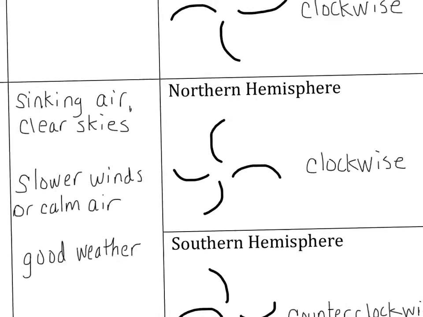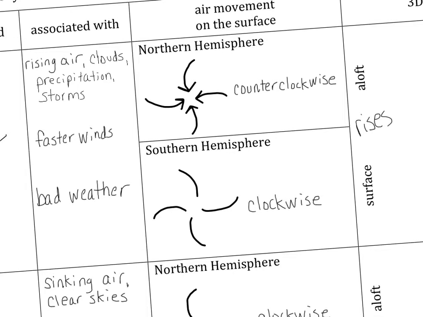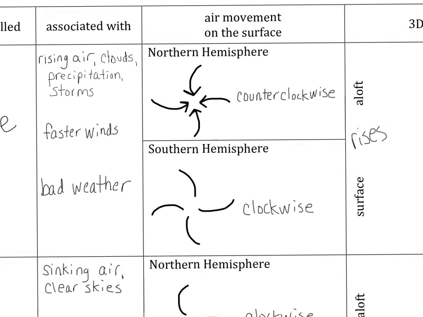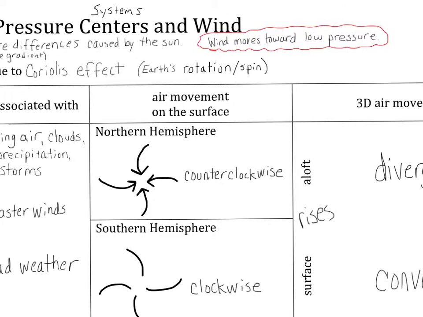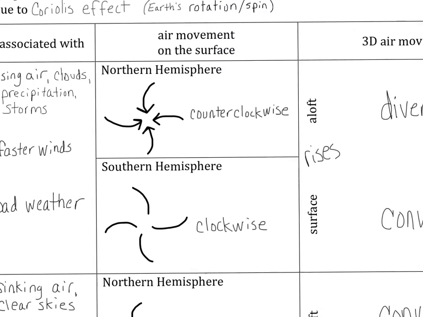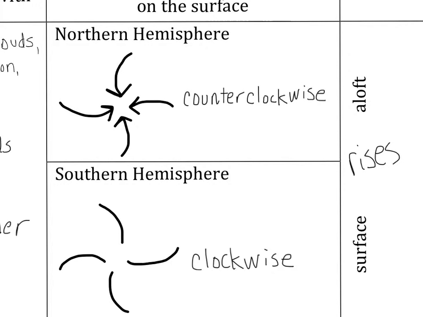Okay, now over here, what we're talking about is the movement of the air on the surface. Like if we were in a plane looking down and if we could see the air, which generally we can't unless there's clouds in it, but if we could see the air, what would it be doing? Now, for low pressure systems, these up here, keep in mind that wind always moves towards low pressure. So, in these low pressure systems, the air movement on the surface will always be inward towards that low pressure.